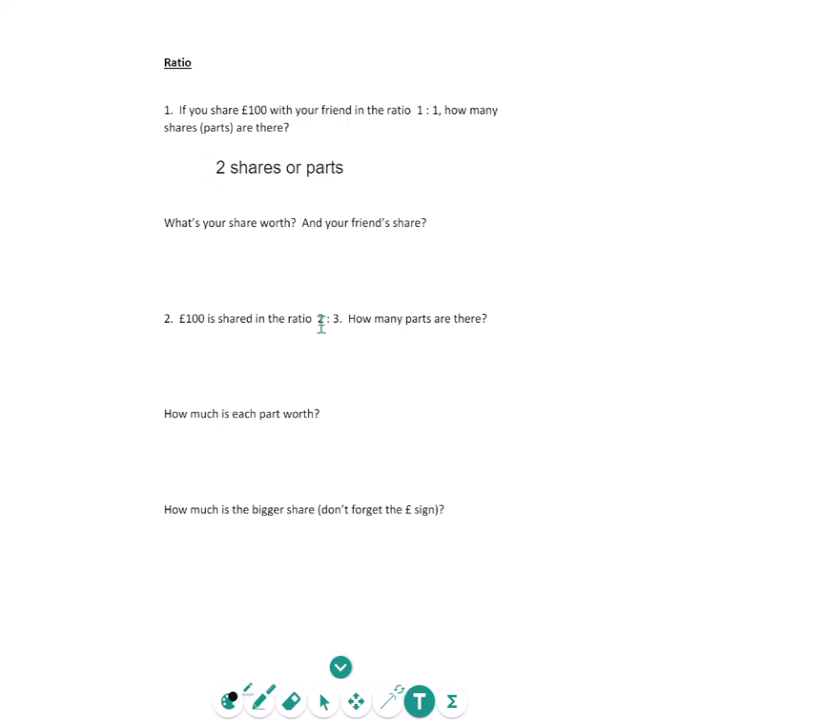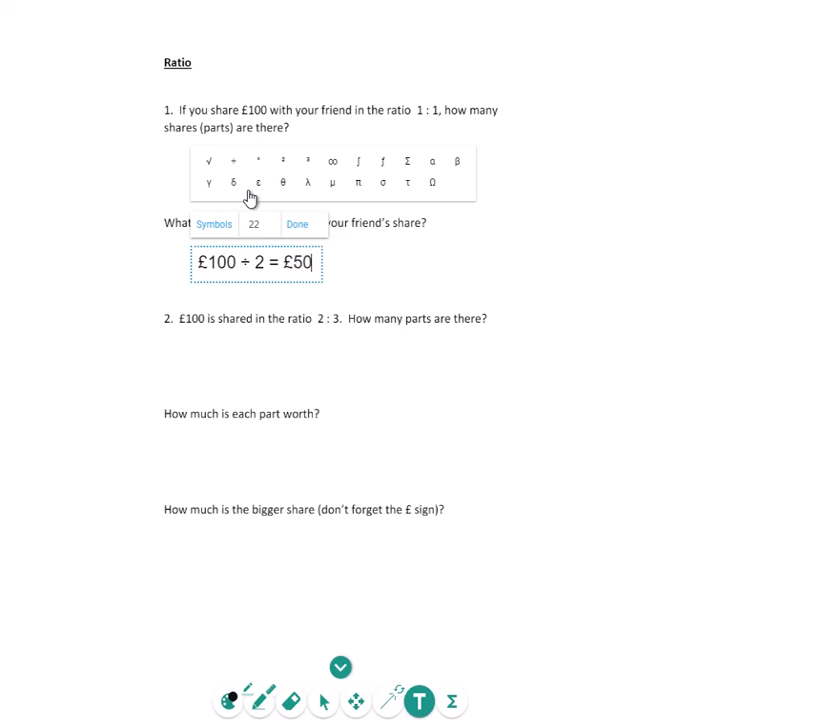What's your share worth and your friend's share? Well, we're sharing £100 divided by 2 people, or £100 divided by 2 parts, is £50. And my friend would also get £50.